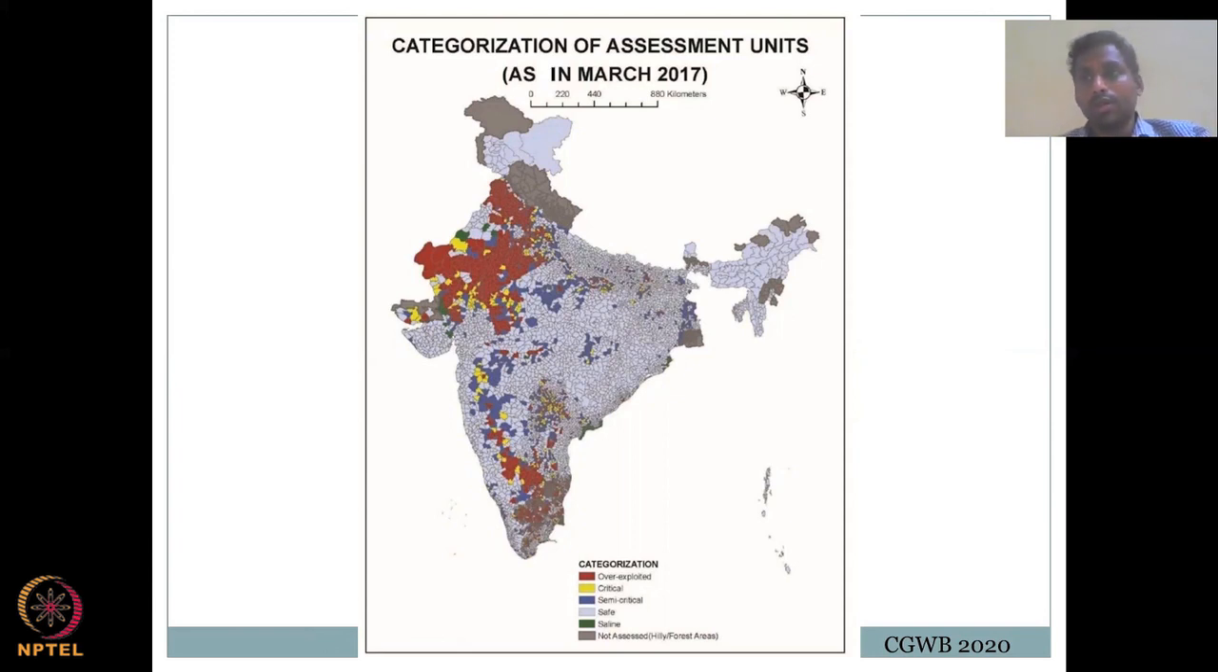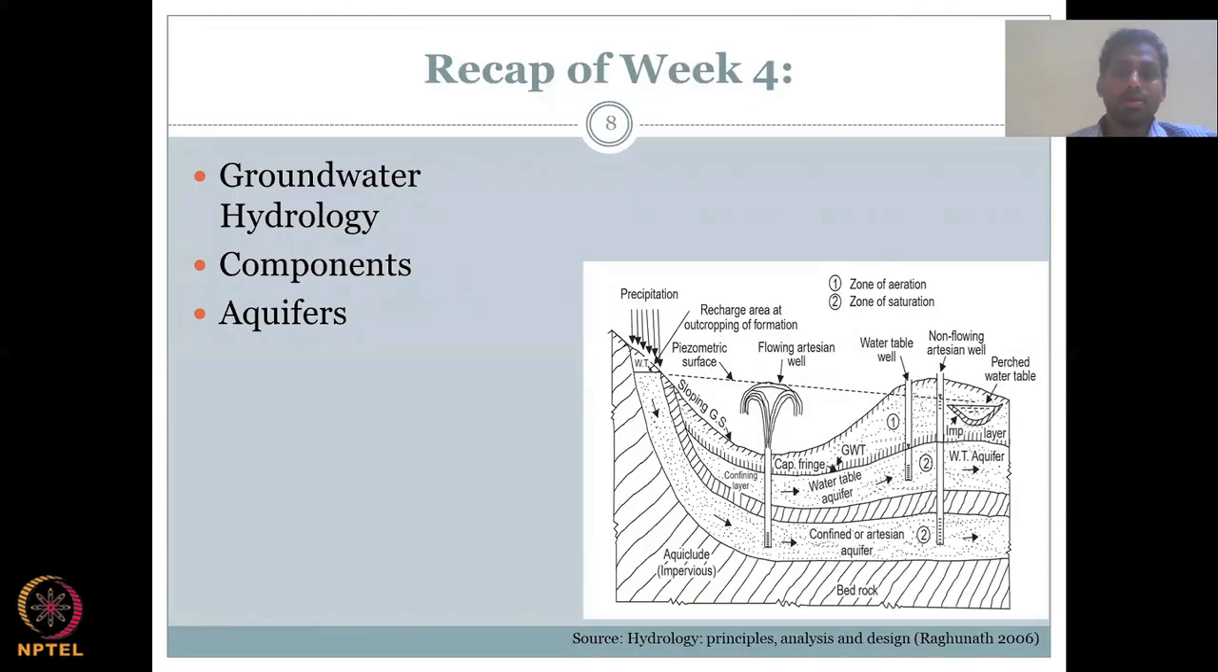Because at the end of the day, if you have a land full of crops in a non-rainfall season, how did the crop grow? You should have given groundwater, right? So that is where you link groundwater level with rainfall, with your land use and cover change, to understand what is the reality on the groundwater. So with this, let's do a recap of week 4.